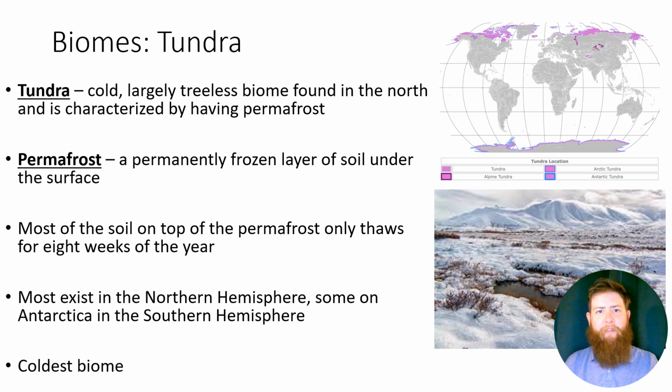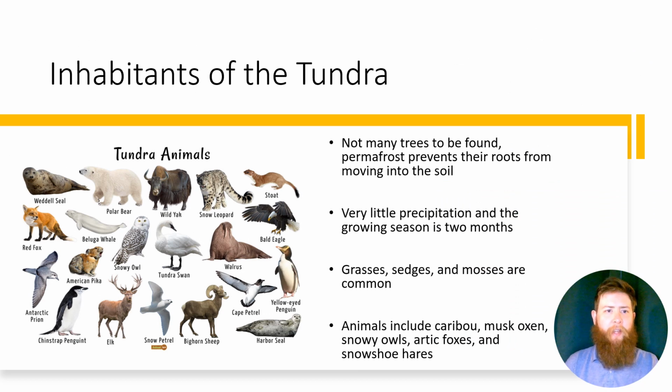So most of these exist in the North Hemisphere. There's some in the South Hemisphere on Antarctica. It is the coldest biome of the biomes. Some creatures that inhabit the tundra are these ones shown here, but there's not many trees to be found because permafrost prevents their roots from moving into the soil, and also a lot of plant life. There's very little precipitation, and the growing season is 2 months. Most of the precipitation is snow instead of rain, so that's not as usable for plants.